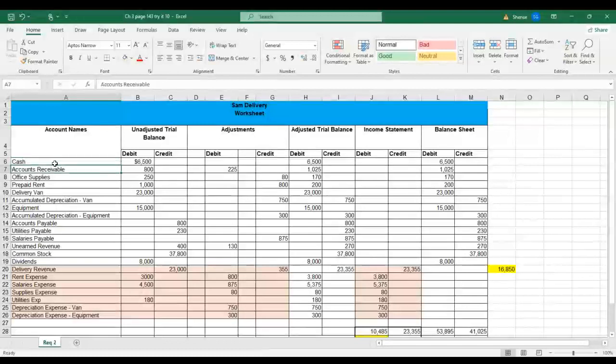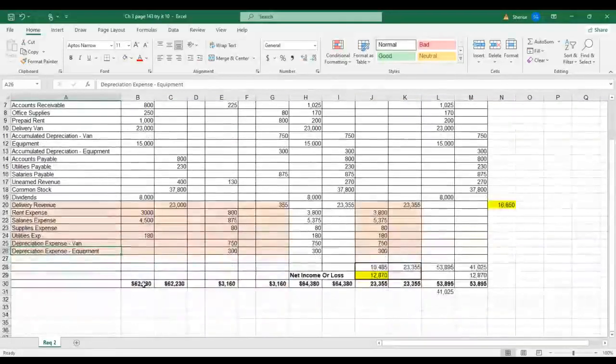So we have cash, accounts receivable, office supplies, prepaid rent, delivery van, accumulated depreciation on the van, equipment, accumulated depreciation on equipment, accounts payable, utilities payable, salaries payable, unearned revenue, common stock, dividends, delivery revenue, rent expense, salaries expense, supplies expense, utilities expense, depreciation expense on the van, and depreciation expense on equipment. Did I miss anything? Okay, I hope not.